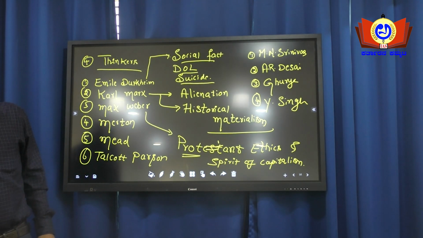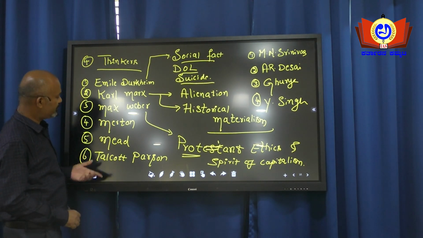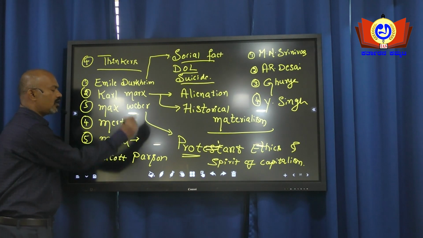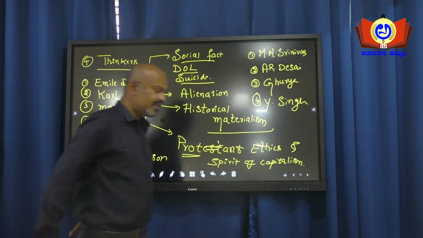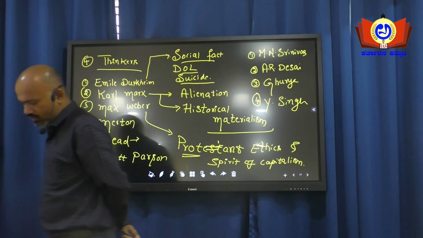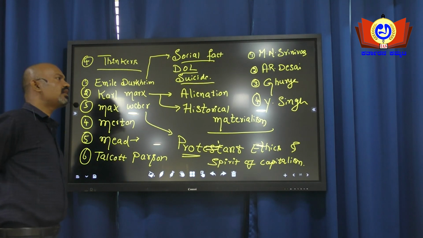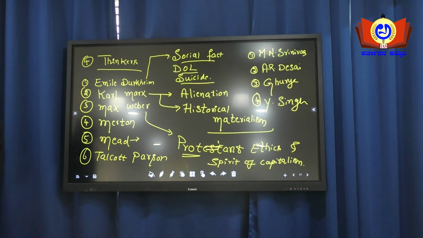The next, Mead. What is that? Here we will discuss in detail the concept of self and I, the concept of self and identity, that is, I and me. Self and identity, comma, I and me, these things will be discussed.